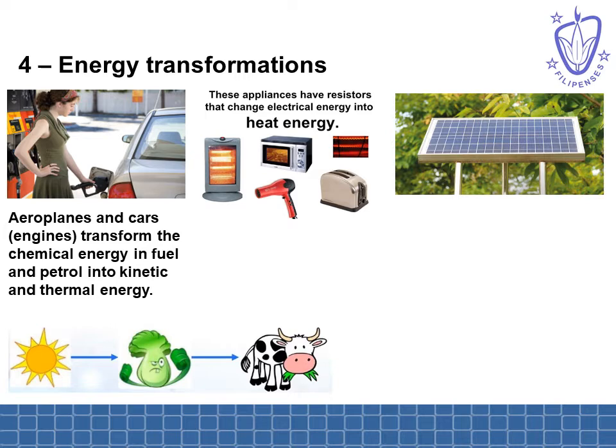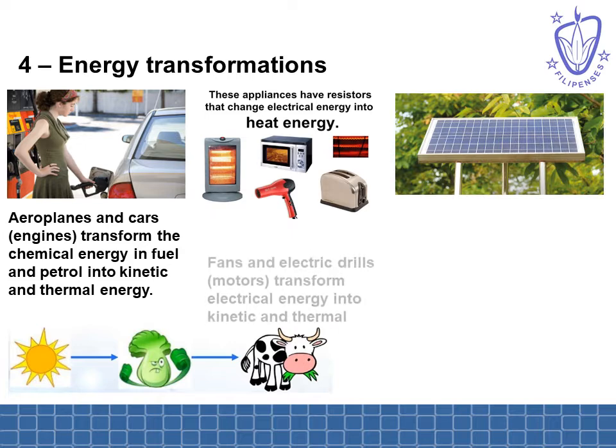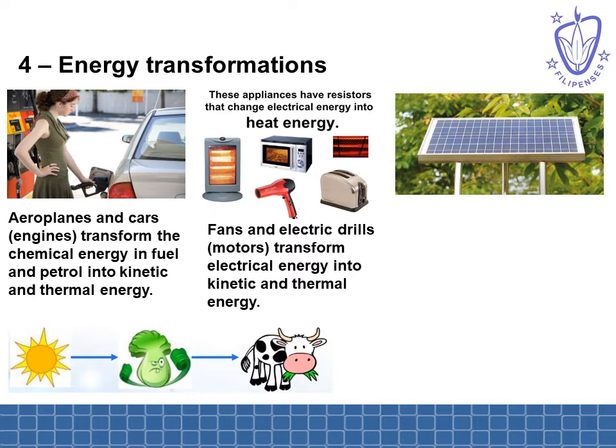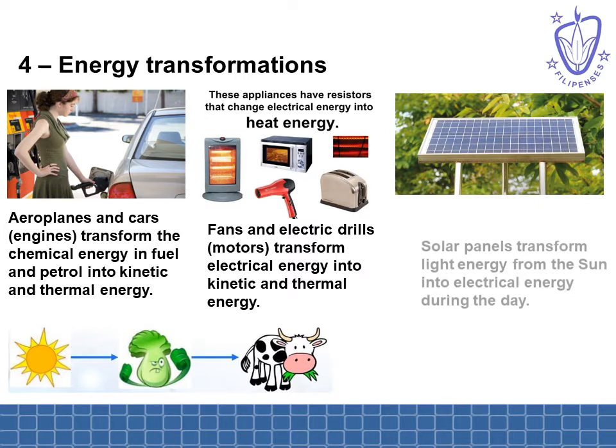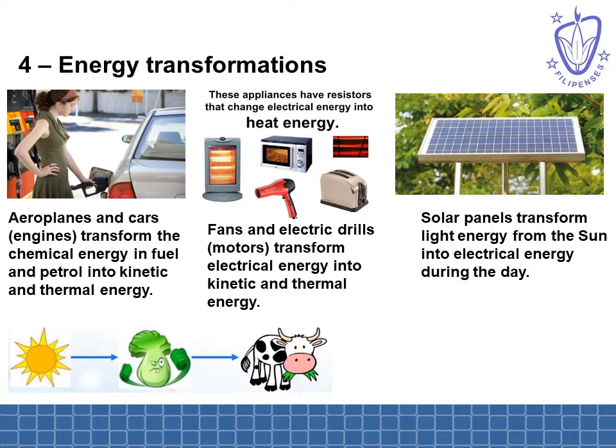On the second picture, you see appliances and electrodomésticos, appliances. And electrodomésticos use electrical energy when you plug them, and that electrical energy in the electrical motor is transformed into thermal and kinetic energy, depending of the type of motor they have. And on the third picture, you can see the solar panel, and it just receives radiation and transforms it into electrical energy.